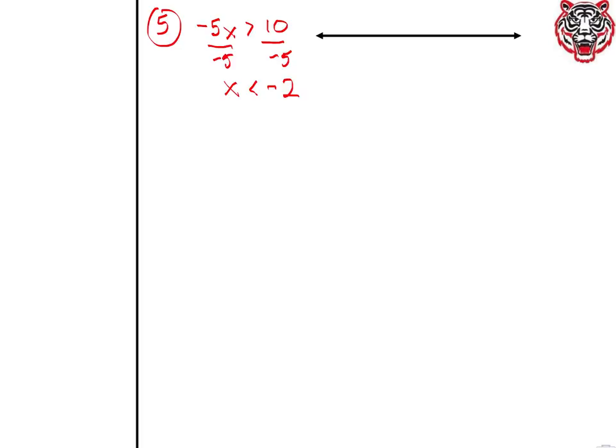So go on your graph. We'll start at 0. There's 0, there's negative 1, there's negative 2.